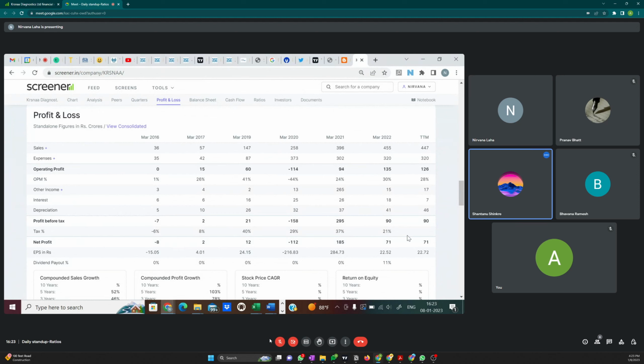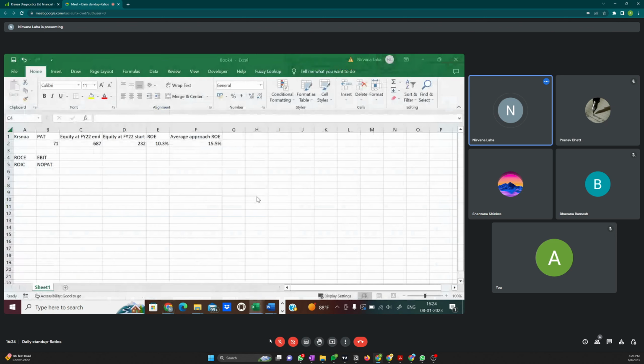135. No, 135 is not correct. 135 is EBITDA. EBITDA minus what equals EBIT? The depreciation, right? Correct. So 135 minus 41. Yeah, 94. 94 exactly. So your EBIT will be 94.